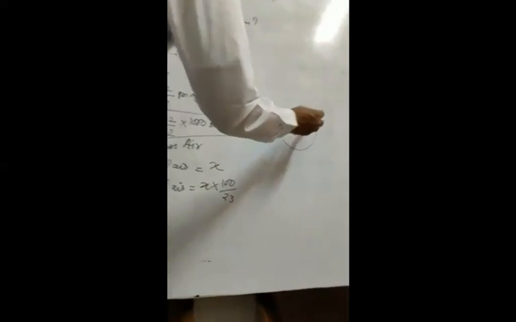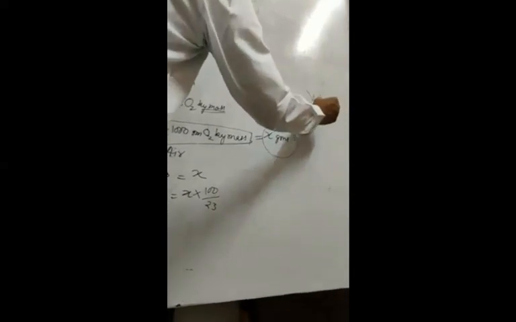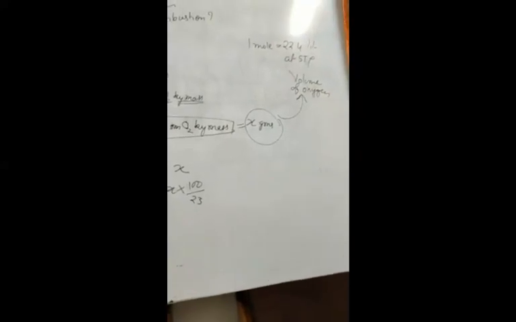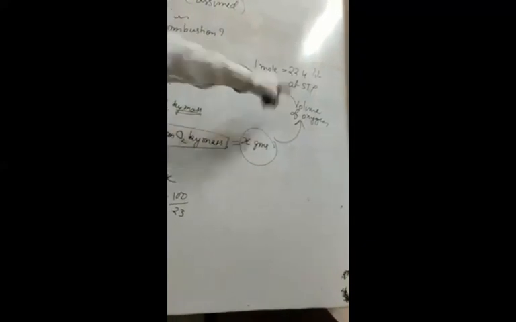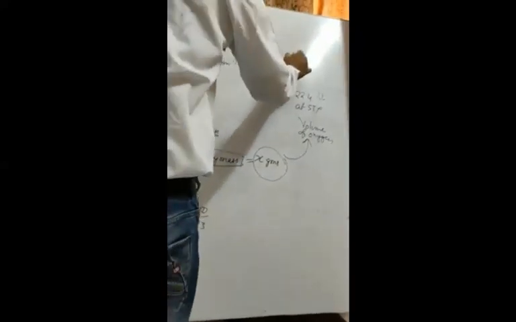Second, if you are obtaining this x grams, you can calculate it into the volume of oxygen, as 1 mole occupies 22.4 liters at STP. The most important thing is that 1 mole of a gas occupies 22.4 liters at STP. Had it not been given at normal temperature and pressure, then you have to use the relation P1 V1 by T1 is equal to P2 V2 by T2 to obtain that particular relation.